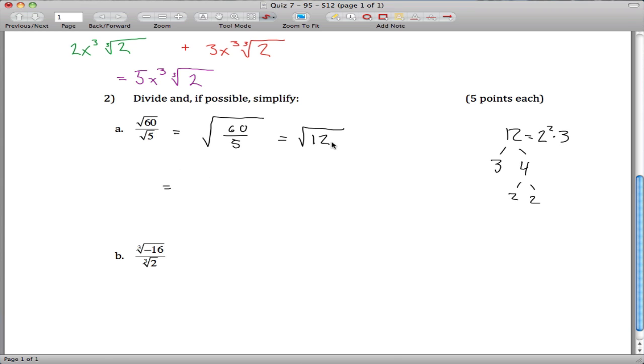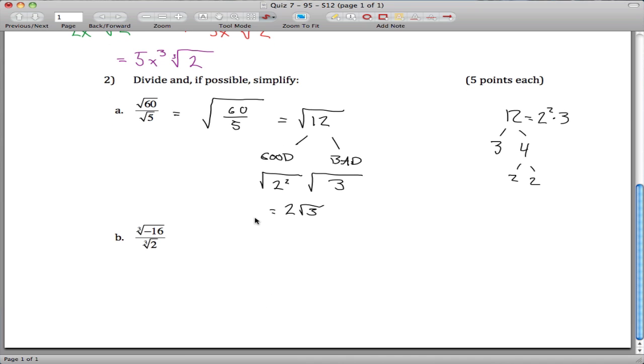We can, maybe I'll write it the way I've been writing it. We can split this up with the good radical and a bad radical. This might be a little bit overkill. You might be able to just see what the answer is. But if you can, that's fine. 12, 4 times 3. Or, okay, I guess I should be consistent. We'll put the 2 squared over here. And we'll put the 3 over here. The square root of 2 squared is just 2. So our final answer is 2 root 3.